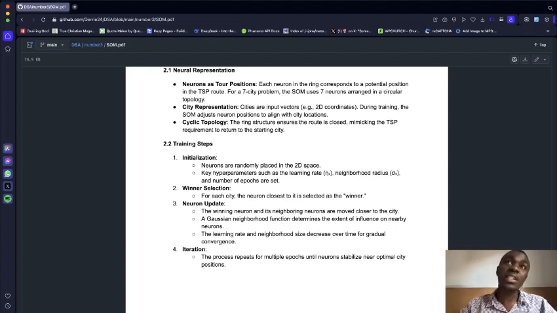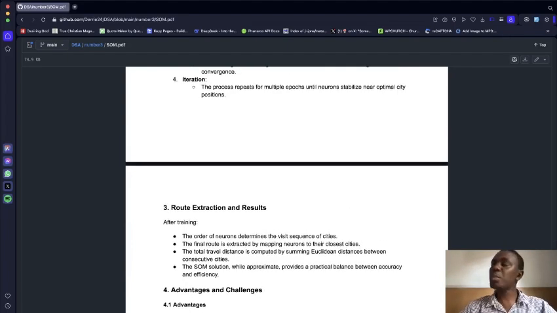But then that keeps on updating the neuron. So the winning neuron and its neighboring neurons are moved closer to the city. So there's a function which is called the Gaussian neighborhood function that determines the extent of influence on a nearby neuron. So does this affect the other nearby neurons? So if you are extending city 3 to city 1, then you impact neighboring neurons to city 3. So you have to keep updating that, so that the learning rate and the neighborhood size decrease over time for gradual convergence.